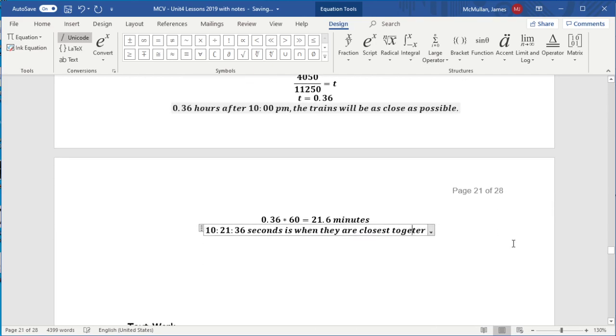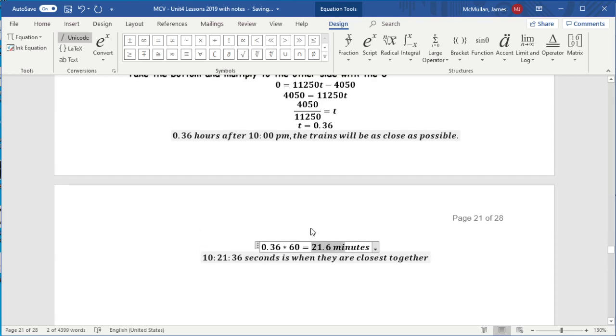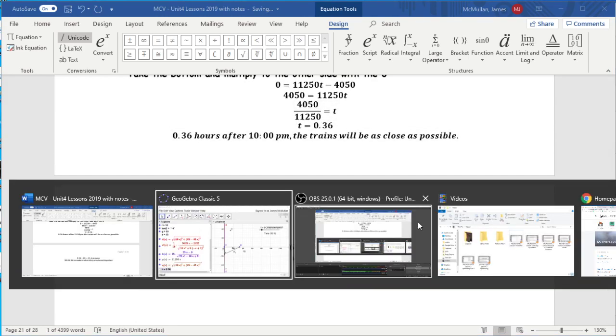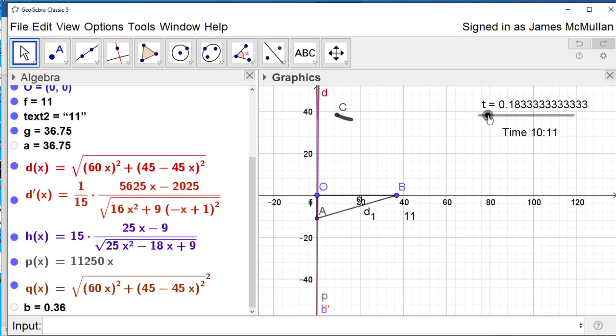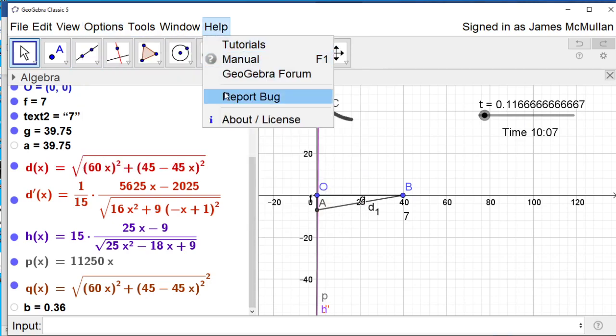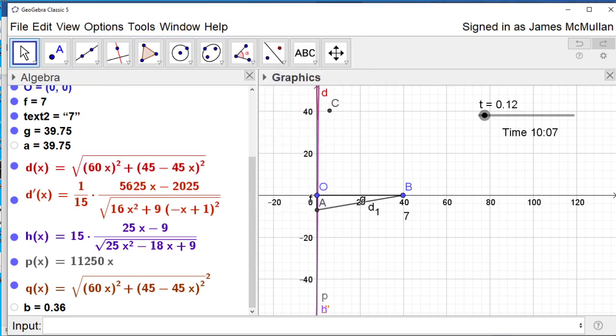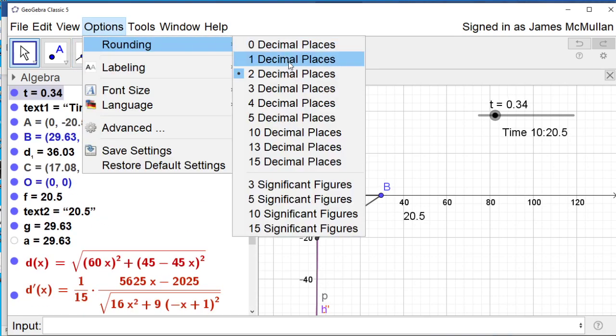Okay, so at what time were the trains closest together? So that's what we had to do. Let's test that. So here's my theory, that t should be 0.36. So let's look at t as 0.36. I don't need this many decimals. Okay, so you can see it's something like here where the distance is reaching its smallest possible value.